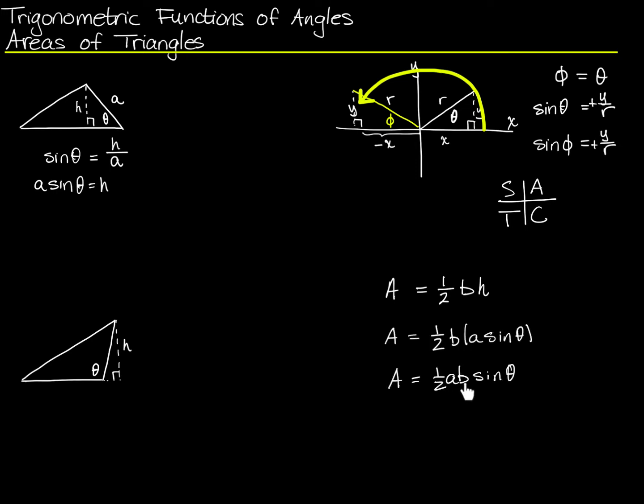Now I have to answer the question, what is B? Well, B is still the base of the triangle, so it's the length of this side here. I'll go ahead and label that B. This side here is A. So what we have in this formula is that if you know two sides of a triangle, it doesn't have to be a right triangle, and you know an angle in between those two sides, then you can take the sine of that angle, multiply it by the product of the two sides, and cut it in half, and you'll have the area of a triangle.